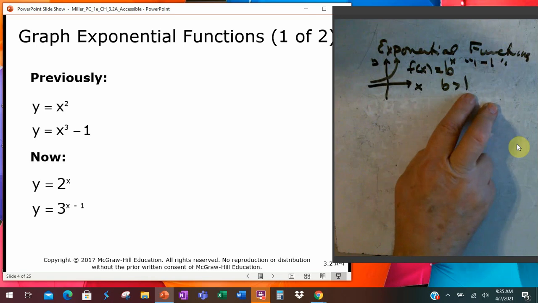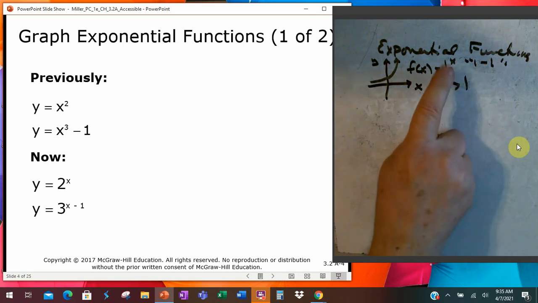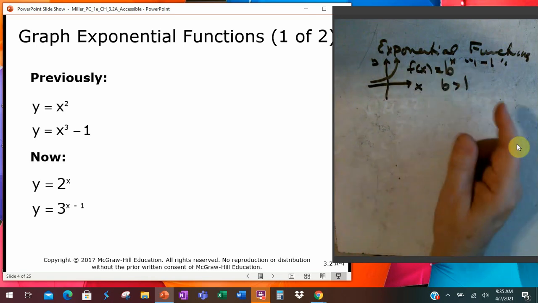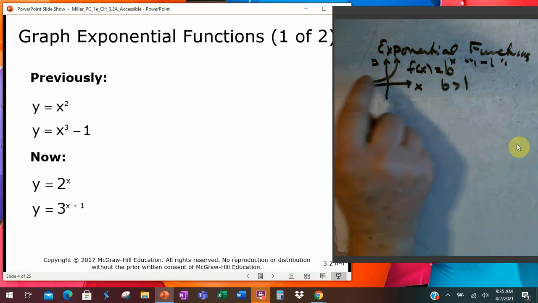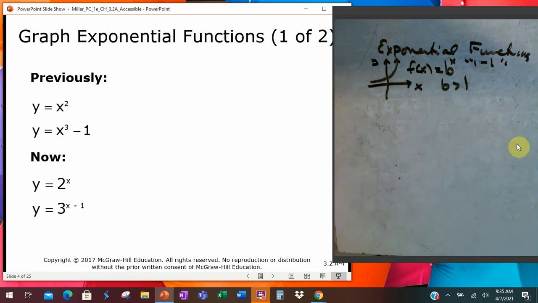If the base is just 1, 1 to any power, 1 to the 10th, 1 to the 20th is still 1. So that's just going to be a straight line. It's not very interesting. Okay, and it would be 1 to 1 as well.